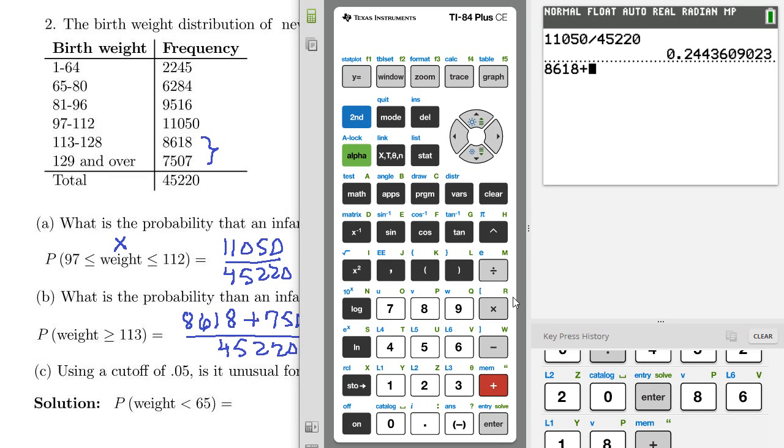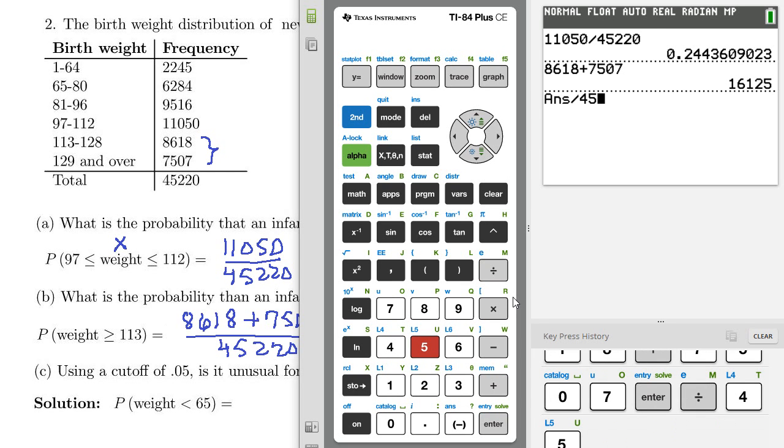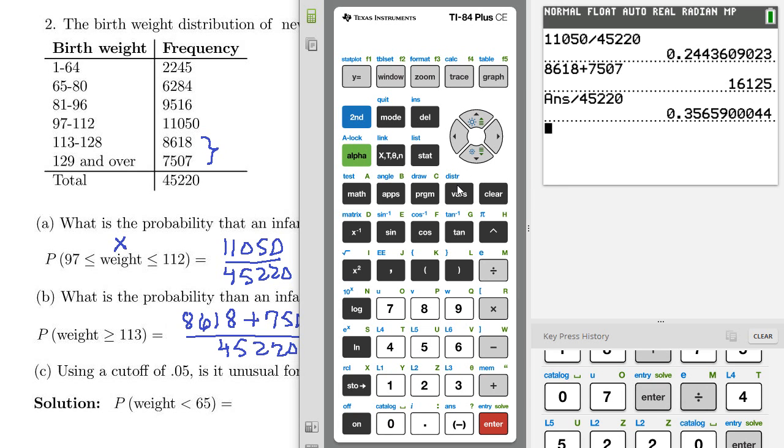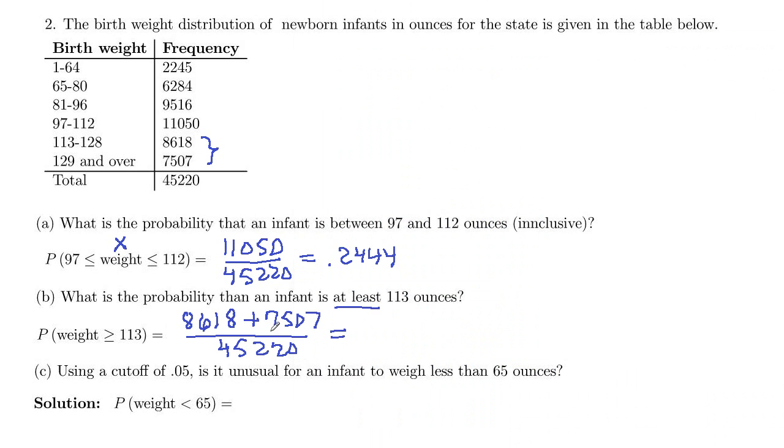8,618 plus 7,507 is desired outcomes of 16,121, divided by 45,220. So 0.3566, which is 35.66%.